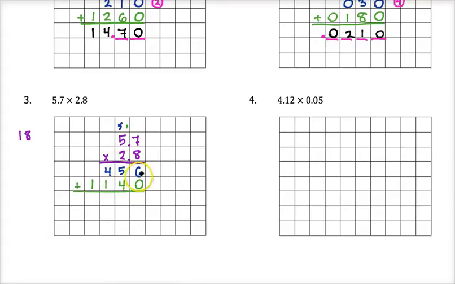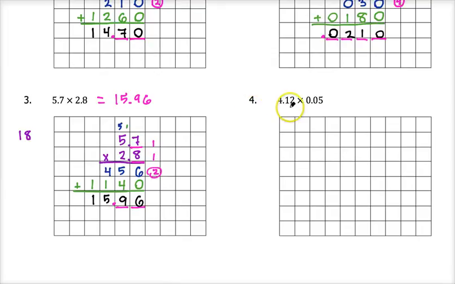Add straight down your columns. We get 6, 9, 5, and 1. And now we count our decimal places. We have 1 decimal place here, 1 decimal place here, so that means our answer needs 2. There's 1, there's 2, 15.96, which is not too far away from 18.